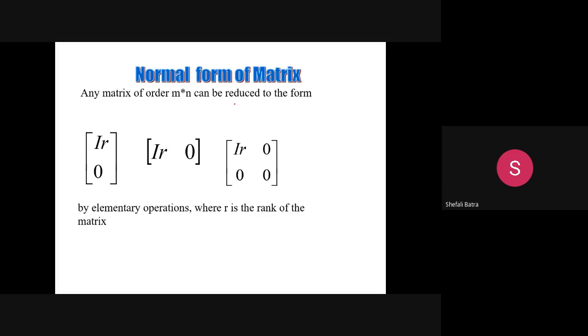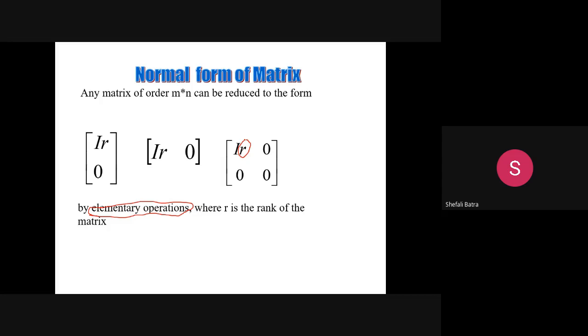While converting into the normal form, you can use elementary operations. Elementary operations means elementary row operations as well as column operations. Then this R gives you the rank of that matrix, right? So we can find the rank of a matrix using normal form. We can also find the rank using row echelon form, which we have already done. Next, you can find the rank of a matrix using the normal form.